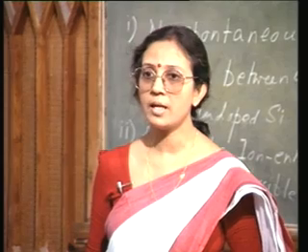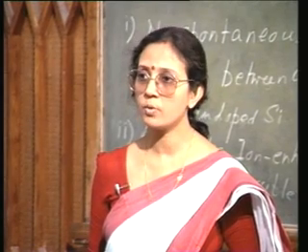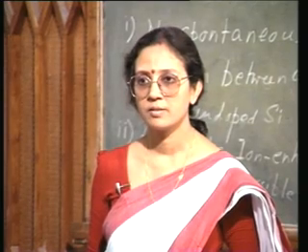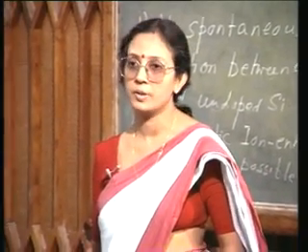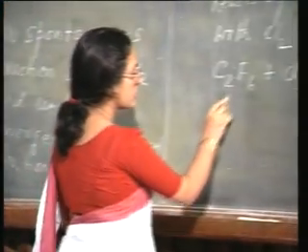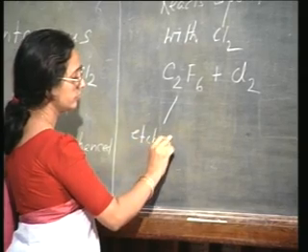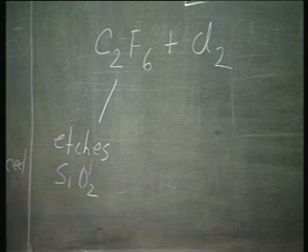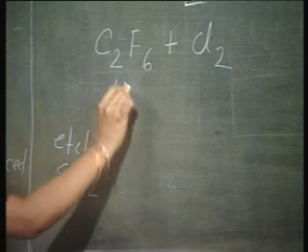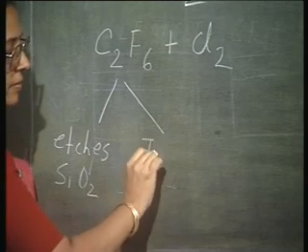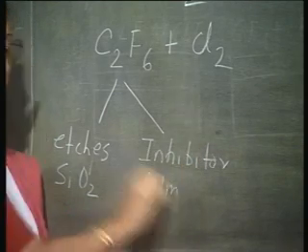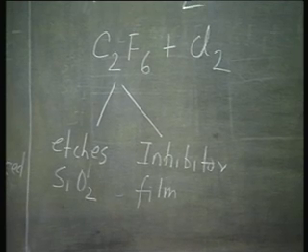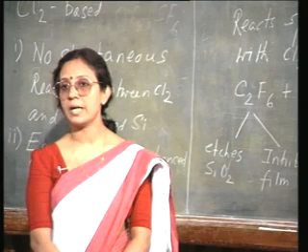How? C2F6 can etch silicon dioxide. Remember, I told you that you can use CF4 or C2F6 or C3F8. So, that will etch silicon dioxide. So, remember, C2F6 therefore serves a double purpose. It does two jobs. One job is it etches silicon dioxide, the native oxide that is always present on any silicon surface. And secondly, it forms inhibitor film so that you get very good anisotropy even when you are etching heavily n-type silicon.